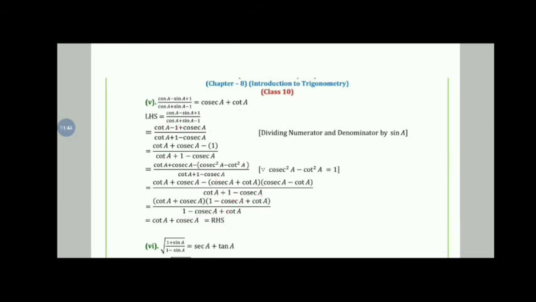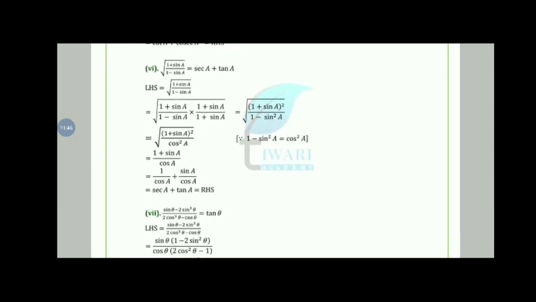Now if we move towards the next part, that is the sixth part. In the sixth part it is given that root of (1 plus sin a) over (1 minus sin a) is equal to sec a plus tan a. So in the LHS we are solving root of (1 plus sin a) over (1 minus sin a), so we are multiplying by its conjugate, (1 plus sin a) over (1 plus sin a). So this will become root of (1 plus sin a) whole square over (1 minus sin square a). So this can be written as a whole square, so we remove the root, and 1 minus sin square is cos square a, so we can remove the root here also. The result is (1 plus sin a) over cos a. Now on separating them, 1 over cos a plus sin a over cos a, we are getting sec a plus tan a, which is equal to RHS.